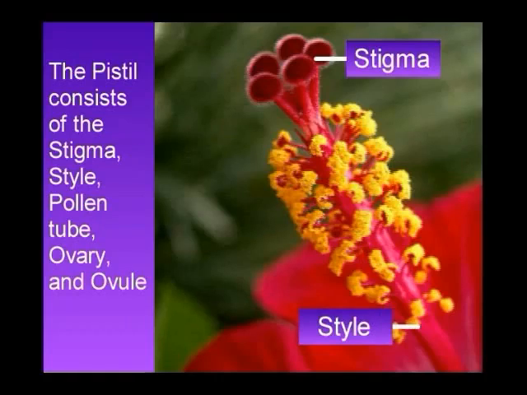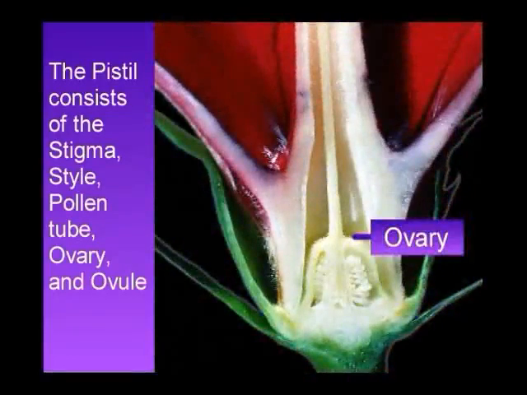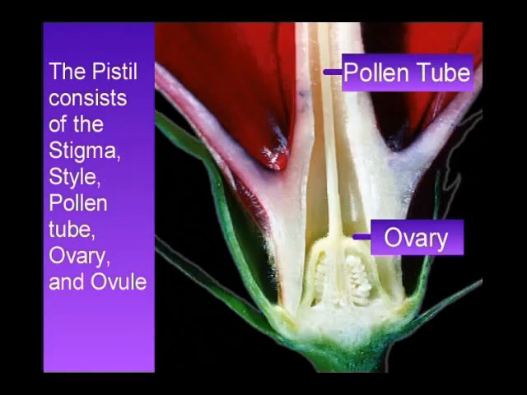The style is the part of the pistil that raises the stigma up from the ovary. The pollen tube is located inside the style. The pollen tube is used to transfer the pollen from the stigma to the ovary.